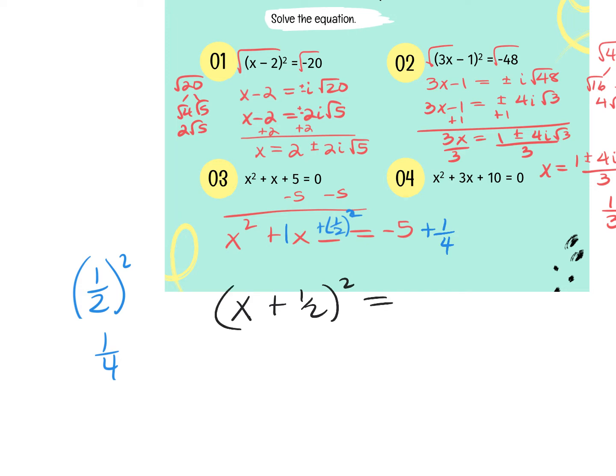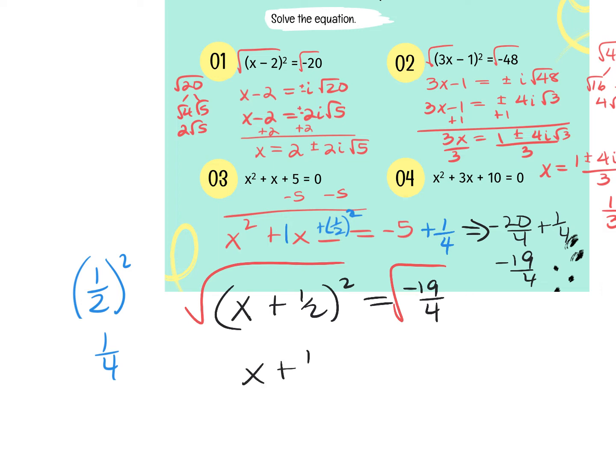I need to do the math here, so I can go ahead. For here, I need to find a common denominator. I can change the -5 into -20/4 plus 1/4, and then I get -19/4. So that is going to be adding -5 plus 1/4. I get -19/4. Now I can use my square root or my even root method, square root both sides. The x plus 1/2 comes out of the square and the radical.